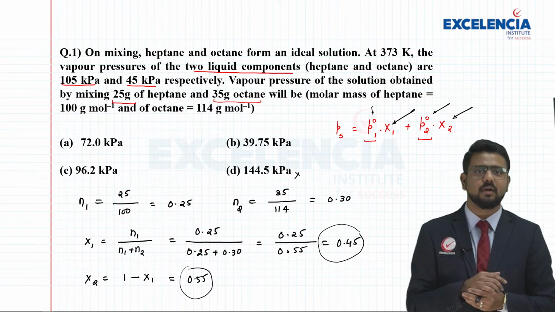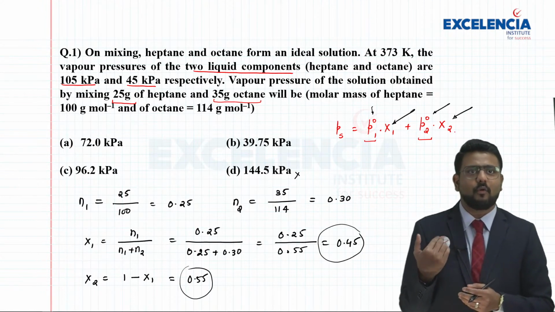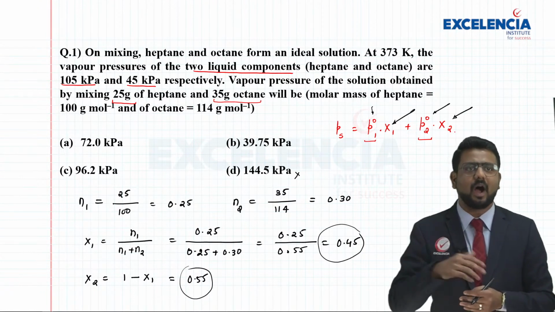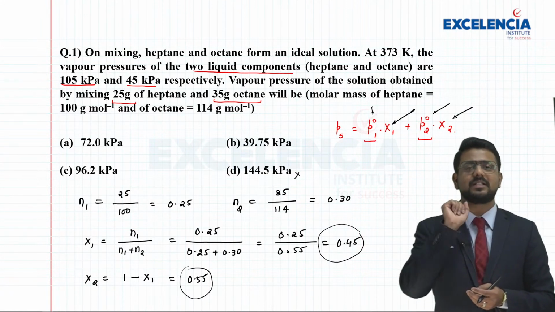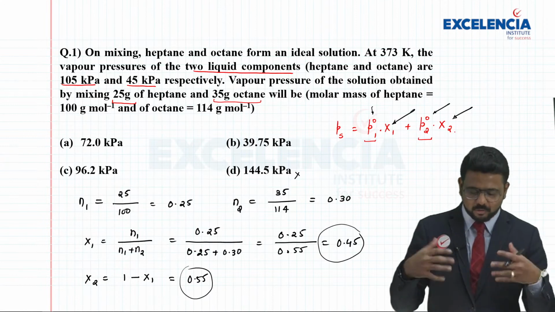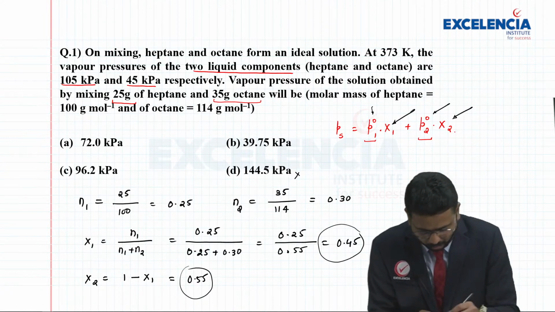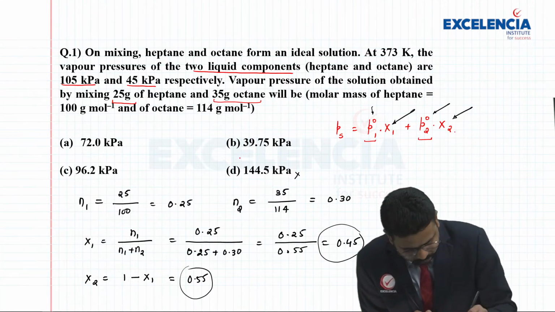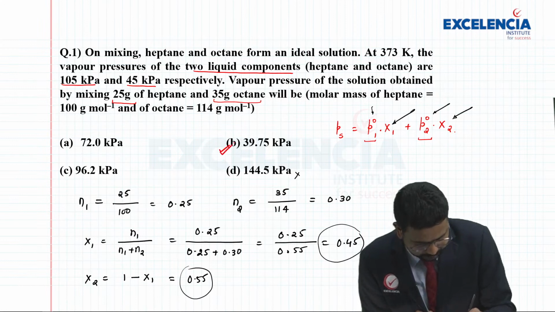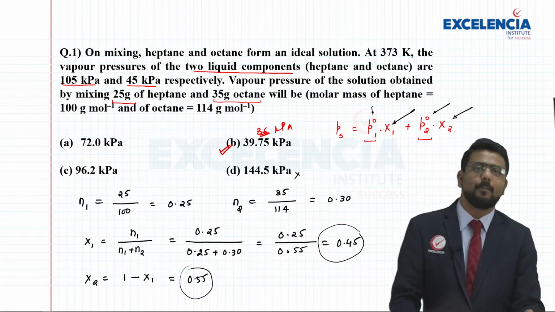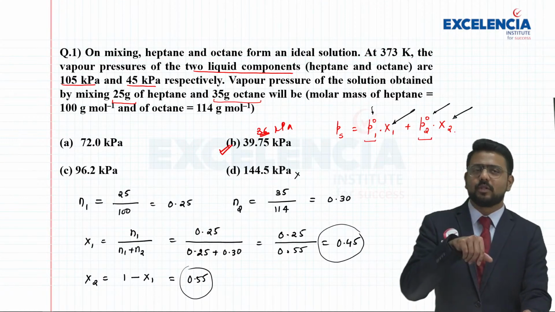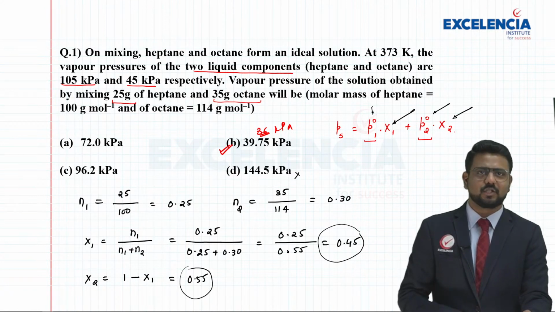But now if you notice here, the mole fraction of octane is relatively higher compared to the mole fraction of heptane. However, its vapor pressure is lower. So when you find the answer, you will realize that it will be close to 39.75, somewhere around 36 kilopascals. So that should be your answer. When you do the calculation, you will definitely get this particular answer.